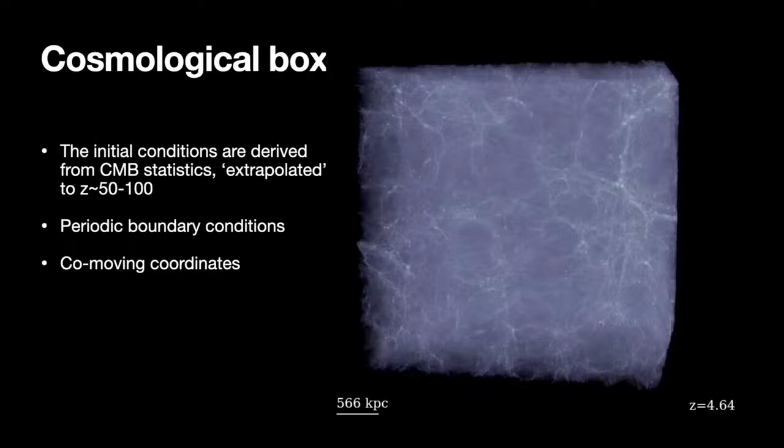Then you use periodic boundary conditions. A cosmological simulation is almost always much, much smaller than the observable universe. In this particular case, the box width is 20 comoving megaparsec. So you just use periodic boundary conditions. If you go out on one side, you basically come in on the other side.